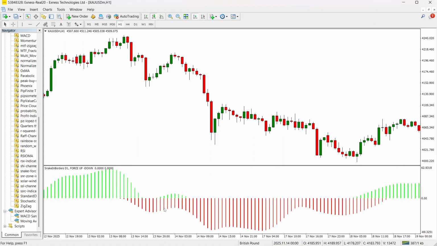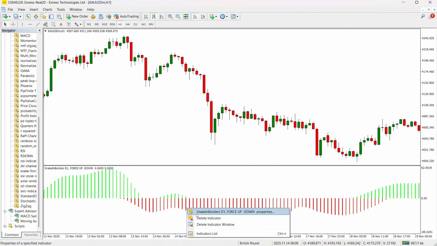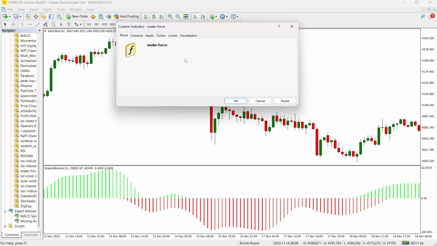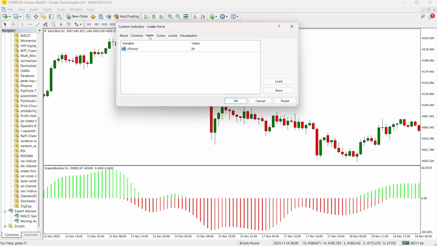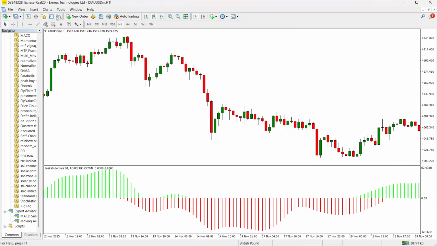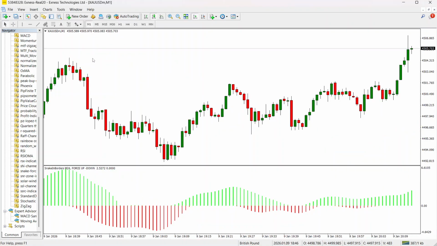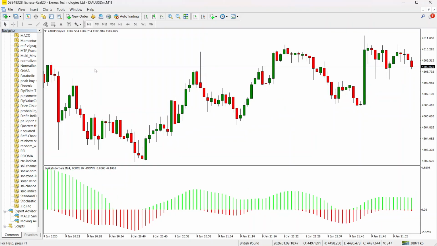Many versions of this indicator allow traders to adjust sensitivity, colors, and line thickness, helping tailor the tool to specific trading styles and personal preference. Whether applied to a 1 minute chart for scalping or a daily chart for swing trading, the Snake Force indicator maintains its effectiveness across different time frames.